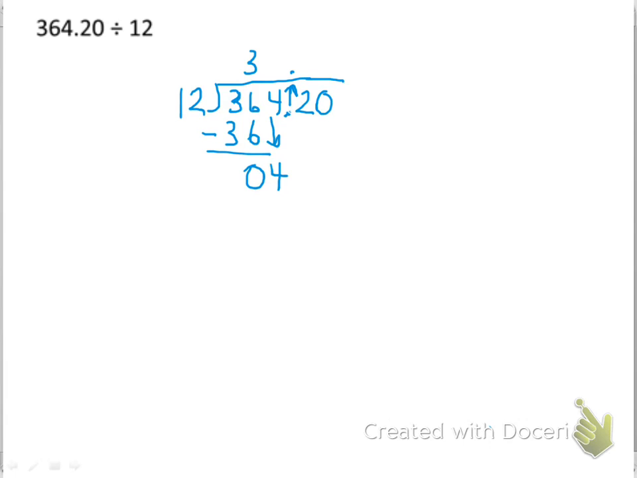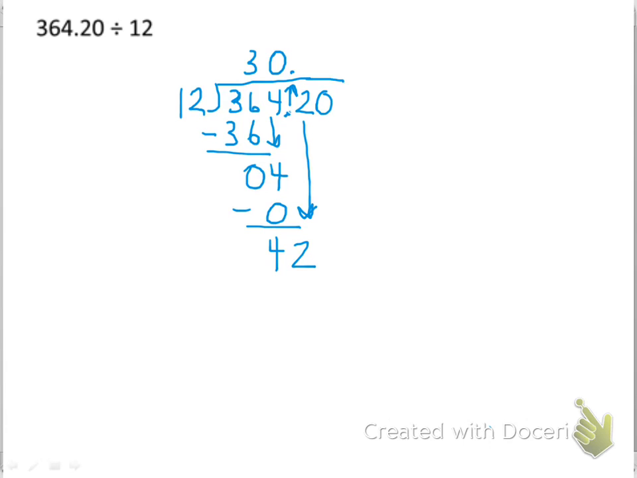Can 12 go into 4? No. So we have to put a 0 up here. Sometimes you're forgetting to write the 0. Don't forget that. So we put a 0 up here because 12 goes into 4 0 times. Now 0 times 12 is 0. 4 minus 0 is 4. And we bring down this 2.